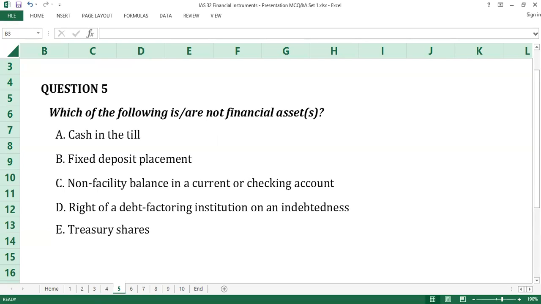Question number 5. The answer to question number 5 is E, treasury shares. IAS 32 provides that treasury shares, that is an entity's own equity instruments, are not recognized as financial assets. An entity that reacquires its own equity instruments is required to deduct those equity instruments from equity rather than recognizing them as assets. E is the answer to question number 5.